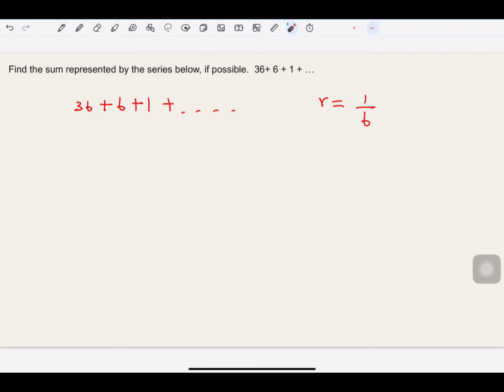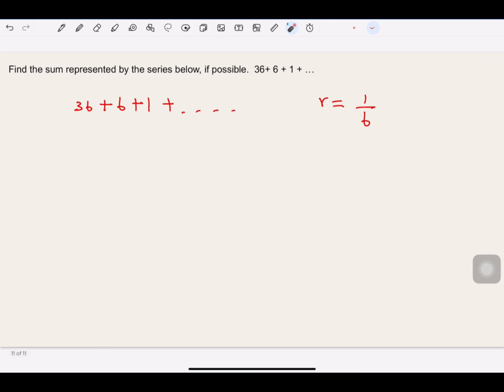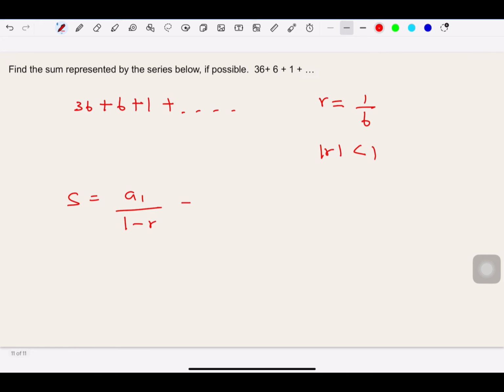If you keep getting these numbers, you'll end up with an infinite series. You have an infinite number of terms, and you're asked to add them all. You can use this formula because the absolute value of r is less than 1. So you can use the formula a1 over 1 minus r. This is the formula, so let's use it.